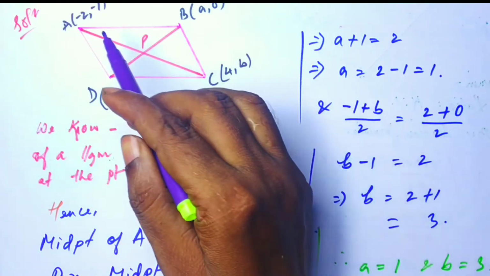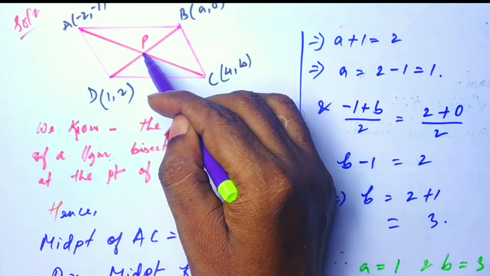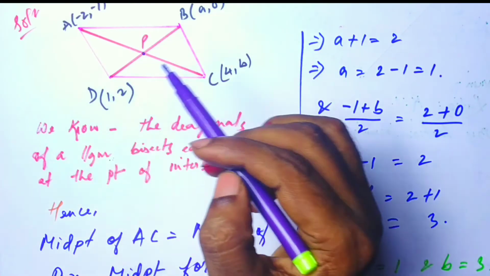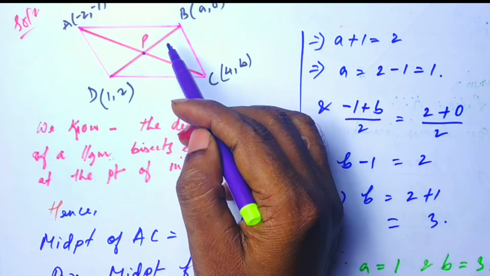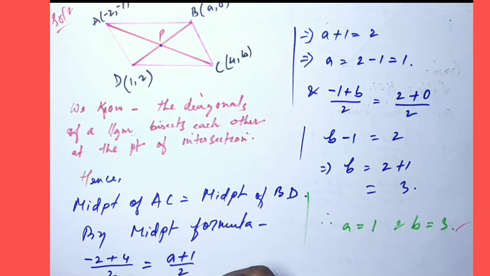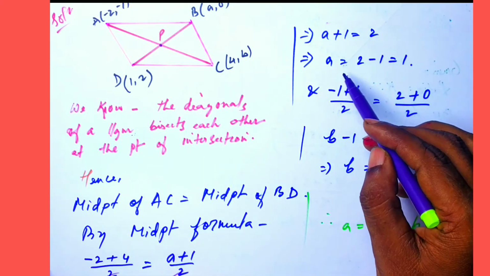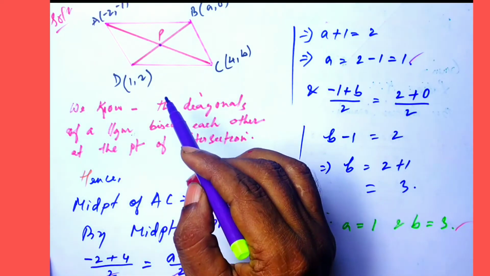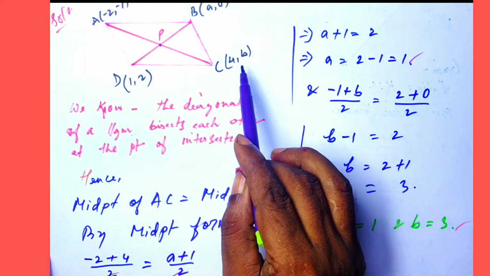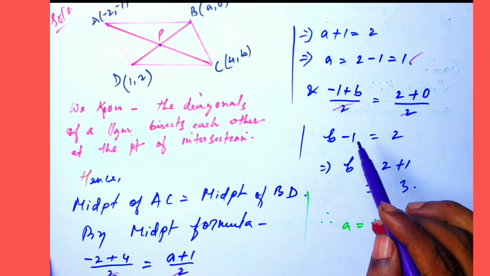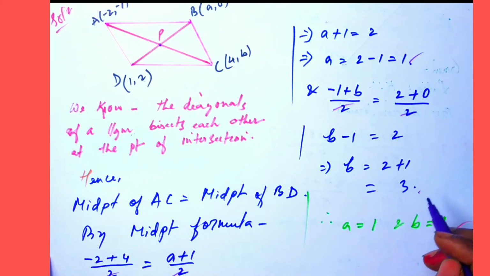And we know that the diagonals of a parallelogram bisect each other at the point of intersection. That means the midpoint of AC is equal to the midpoint of BD. So by midpoint formula we find minus 2 plus 4 by 2 must be equal to 1 plus a by 2. That means we cancel both the 2 and we find a plus 1 equal to 4 minus 2, which is 2. So a equal to 1. And again, minus 1 plus b by 2 is equal to 2 plus 0 by 2. So we cancel 2 on both sides and we have b minus 1 equal to 2. So b is equal to 3. Therefore, a equal to 1 and b equal to 3 is our answer.